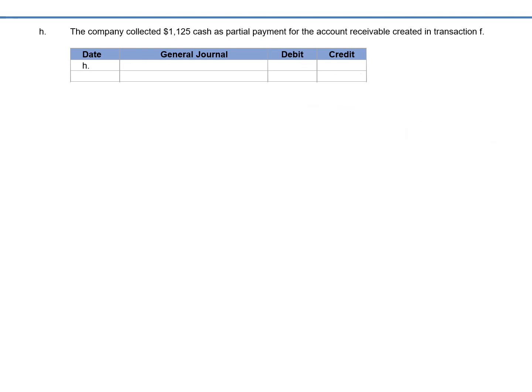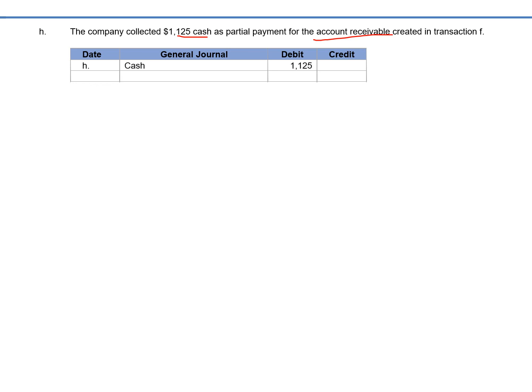In transaction H, the company collected $1,125 cash as a partial payment for the accounts receivable that was created in transaction F. So the two accounts that are affected are cash and accounts receivable. So they've received some of that accounts receivable from their customer, and so our cash is increasing and our accounts receivable is decreasing because they're paying it off, or part of it anyway.